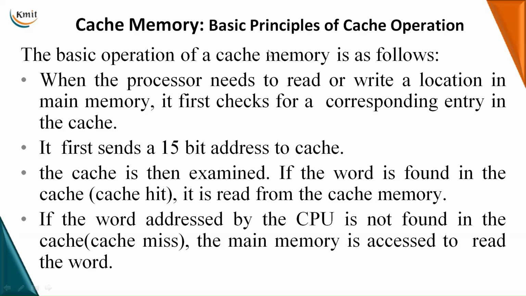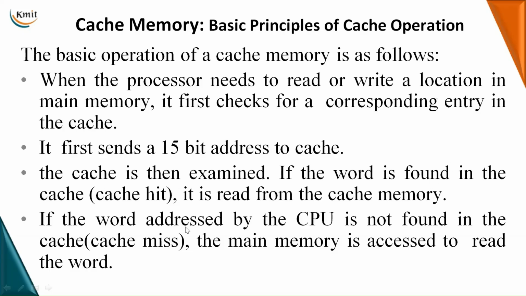Let's see the basic operation of a cache memory. Whenever a CPU or a processor needs to perform a read or a write operation in the main memory, first it checks for the corresponding word in the cache, whether it is present or not. To do this check, it first sends a 15-bit address of that particular word to the cache, so that the cache will be examined. If the word is found in the cache, we call it a cache hit. In case of a cache hit, the particular word is read from the cache memory.